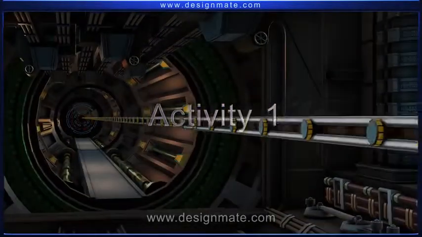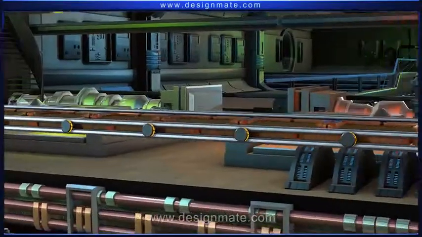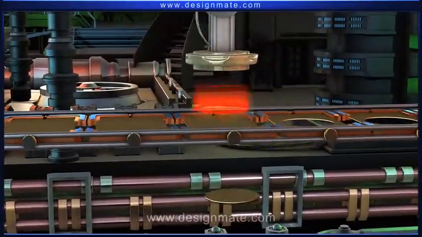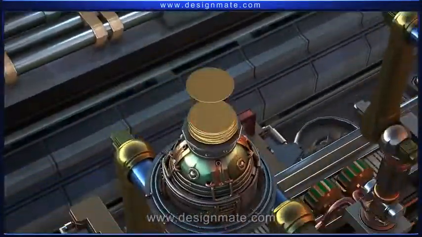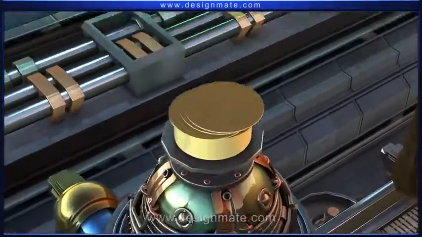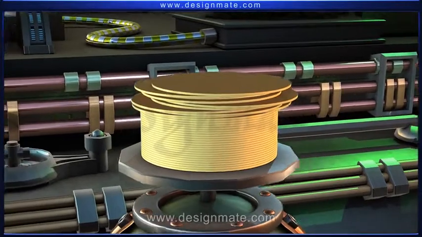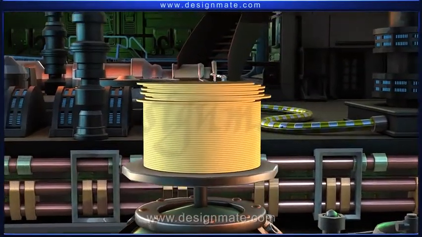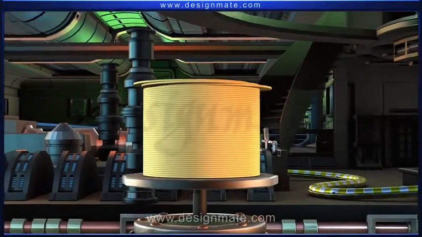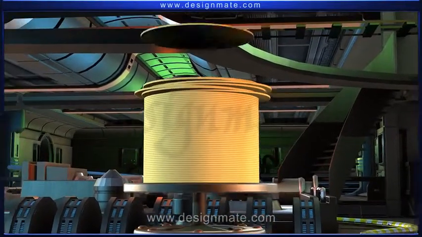Activity 1. Let us take a sheet of paper and cut out some congruent circles of radius r. We will start to pile up these one above the other in such a manner that each circle covers the other. As we keep piling these circles, we see that a cylinder begins to take shape.